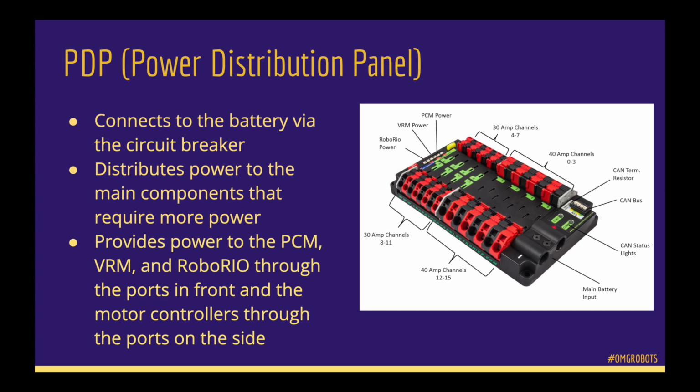On the left-hand side of the diagram, you can see smaller ports that link power towards the PCM, the VRM, and Roborio, which are all components we'll go over later in the video. Throughout the longer side of the PDP are 30 and 40 amp channels that are typically connected to motor controllers. These channels are labeled from 0 to 15.